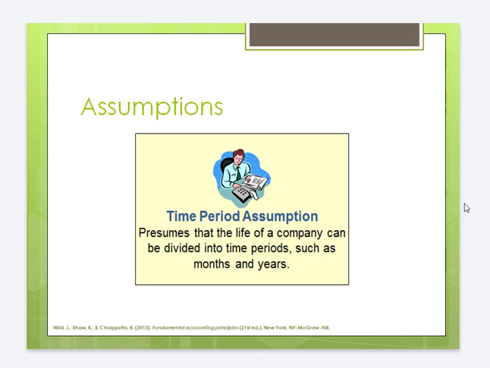Okay? And the time period assumption just assumes that we can divide the accounting periods into certain time periods. For example, months, quarters, years. If a company is publicly traded in the U.S., they are going to be required to report their financial statements to the SEC at least quarterly as well as annually. However, for internal purposes, management would generally produce monthly financial statements as well for management review.